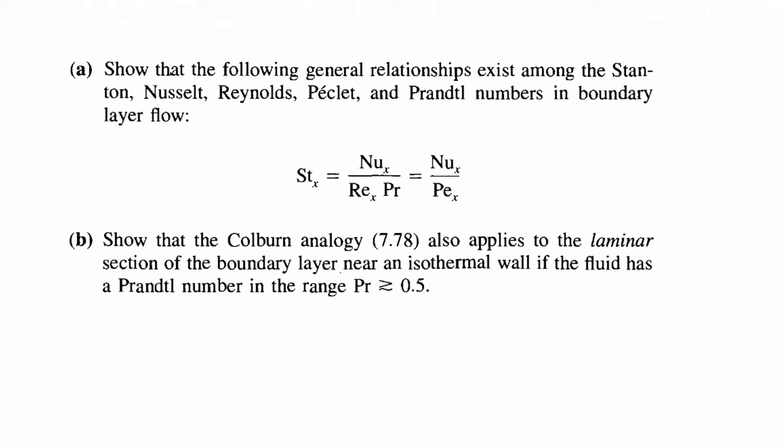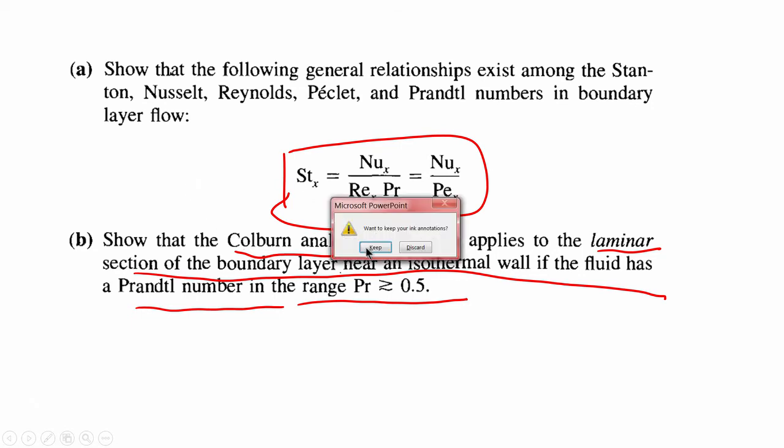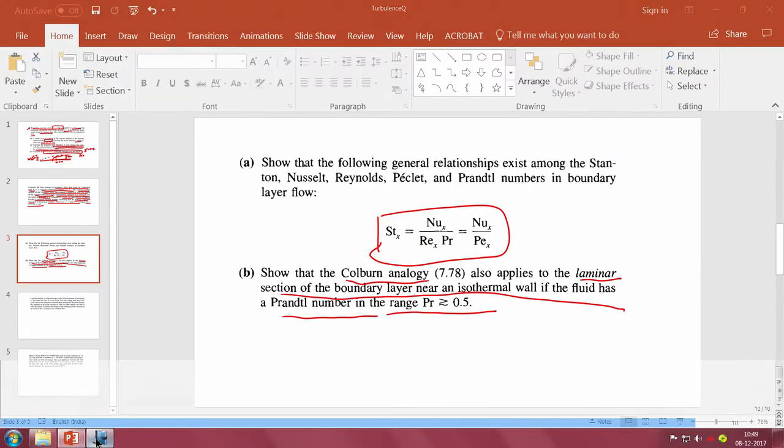This problem is even simpler. You can see that the general relationship that exists between Reynolds number and Prandtl number is given by this. This we already did multiple times, so it will be a nice thing to work it out once again and show that the Colburn analogy also applies to the laminar section of the boundary layer for an isothermal plate if the fluid has got a Prandtl number which is greater than 0.5. So far we have been doing it for turbulent flow only. Let us look at whether Colburn analogy is also applicable for laminar flow.